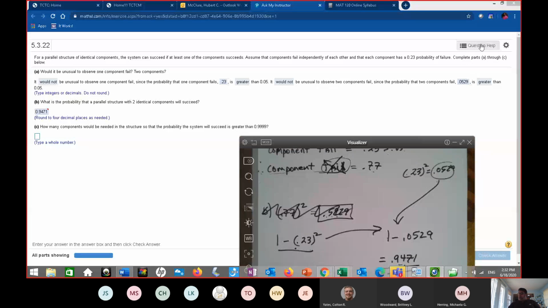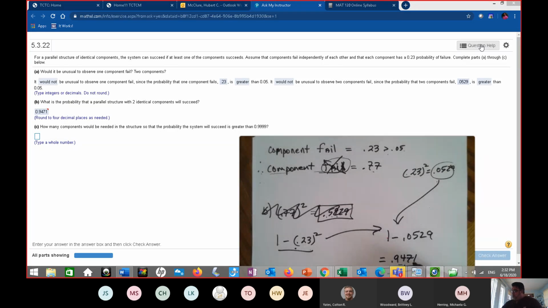Well, it would seem to me if you take 1 minus the component of 2, you got 0.9471, and that's with 2. I'm thinking backwards. Of course, you would need more than 2 because that's at 0.94. You would have to actually do this by trial and error until you got 0.99.